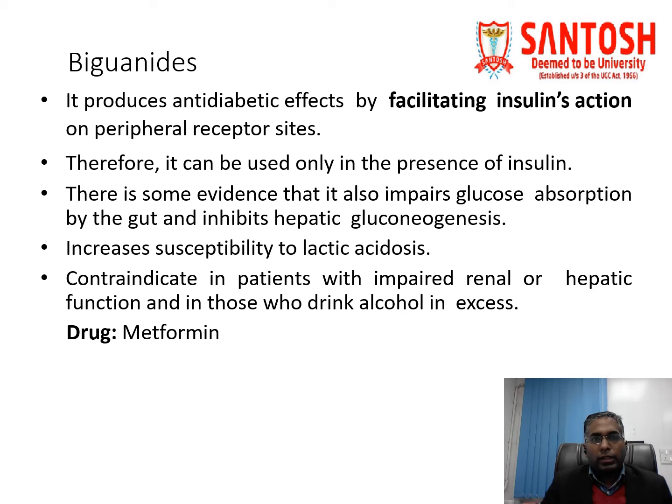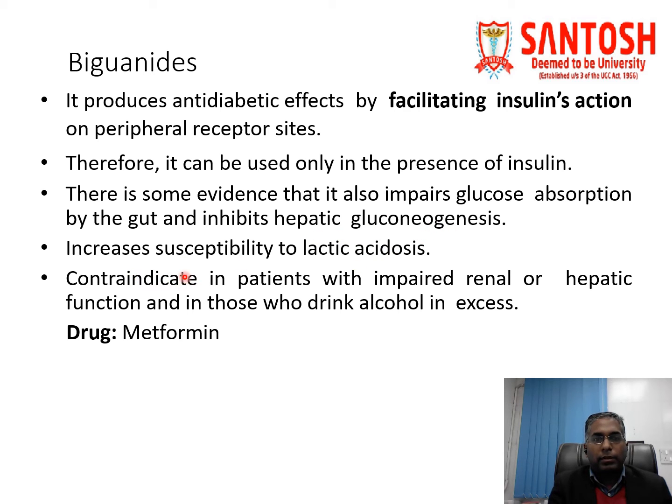Biguanides are the first drugs, as we all know: metformin or phenformin. Phenformin is not being used because of serious side effects, producing lactic acidosis, but metformin is there. It produces its antidiabetic effect by facilitating insulin action at peripheral receptor sites. Therefore, it can be used only in the presence of insulin. There is some evidence that it also impairs glucose absorption by the gut and inhibits hepatic gluconeogenesis, leading to decreased blood glucose levels. So it has multiple effects in managing blood glucose levels.